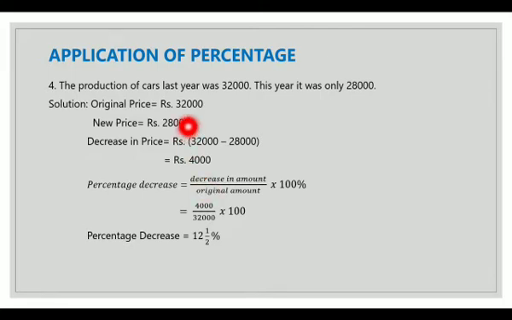The next question. The production of cars last year was 32,000. This year it was only 28,000. So original number is 32,000. New number 28,000. So what we can see? It has decreased. So decrease is 32,000 minus 28,000, which comes to be 4,000. So percentage decrease equals decrease in amount upon original amount into 100%. So decrease in amount, that is 4,000, upon original amount, that is 32,000, into 100, which comes to be 12 1 by 2%.